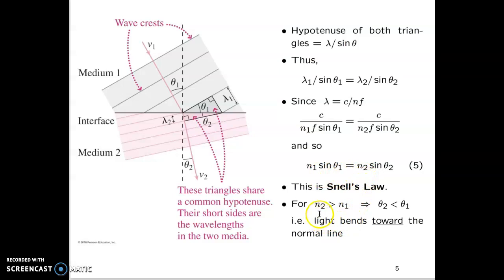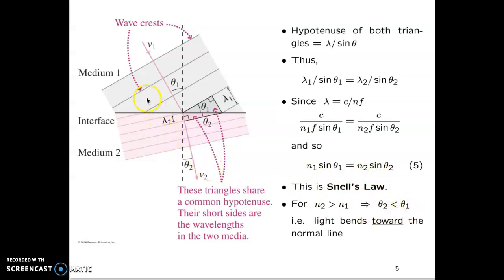And you'll notice here, if you think about the consequence of this equation, you can show that it implies that if n2 is greater than n1, if the index of refraction for medium 2 is greater than that for medium 1, then theta 2 will be less than theta 1. Okay? So you can test that out. You can try a few different values of n1 and n2, and then see what that implies about theta 1 and theta 2. This is what you're going to find.